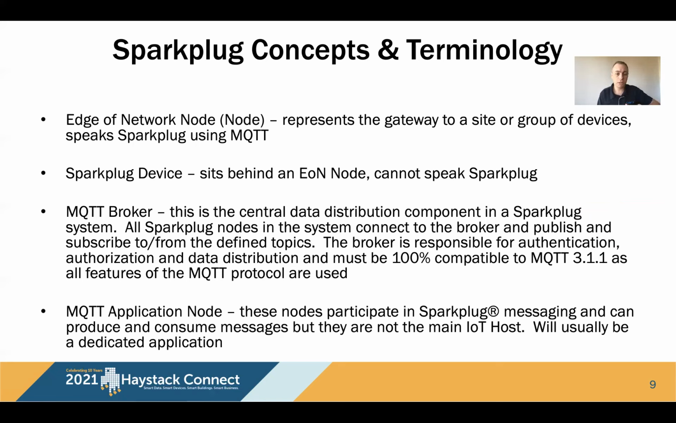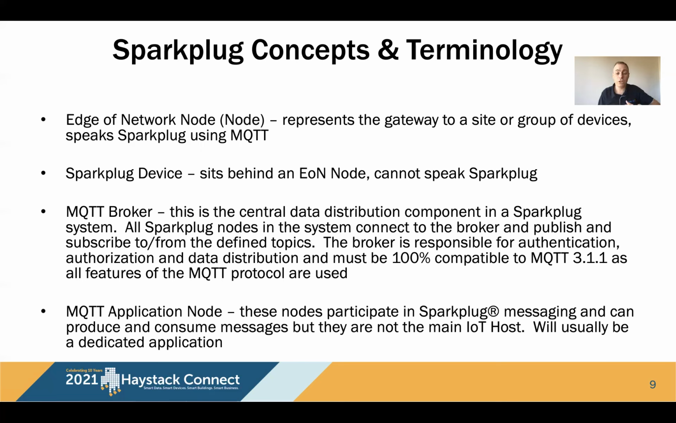A device, or a Sparkplug device, sits behind a node, and that device cannot speak Sparkplug. So it needs the edge of network node to connect up to our applications. We would need an MQTT broker, which is the way the messages are distributed around to the various devices and applications. A broker acts as that central distribution component for all of the messages that are published, and then distributes those messages to those subscribed. We do need a certain version. MQTT 3.1.1 needs to be supported at a minimum, and so that's very important.